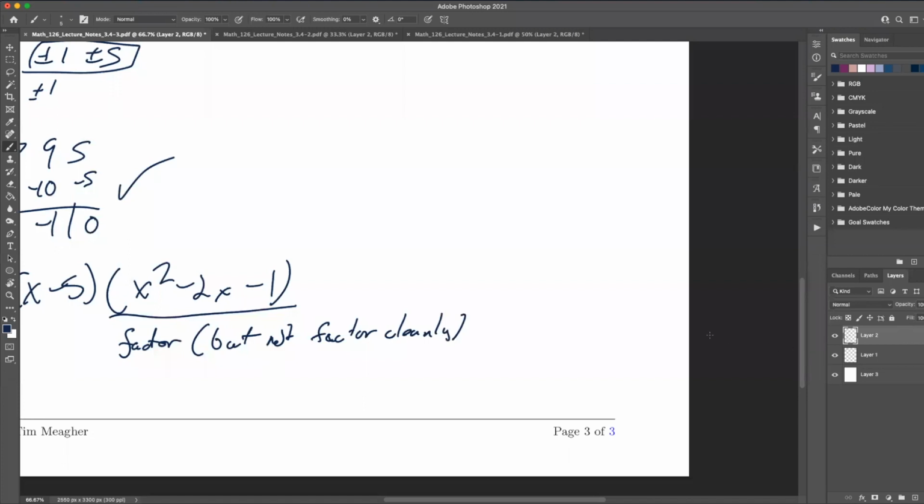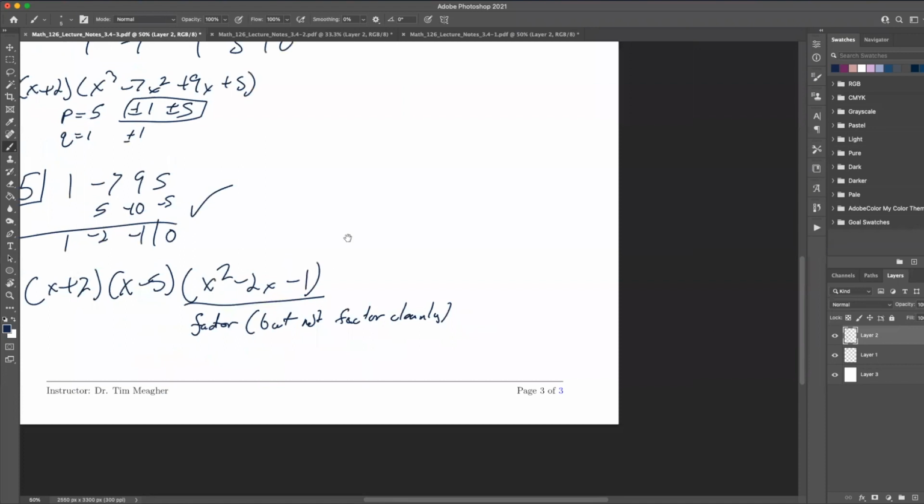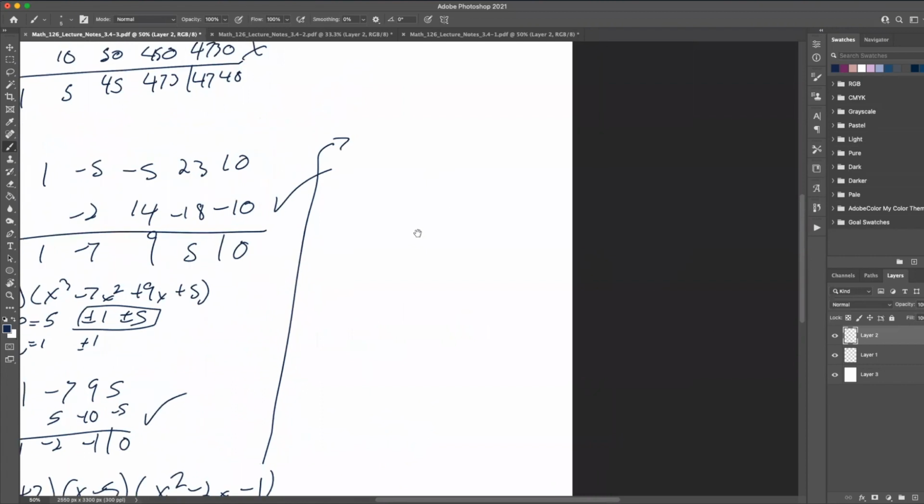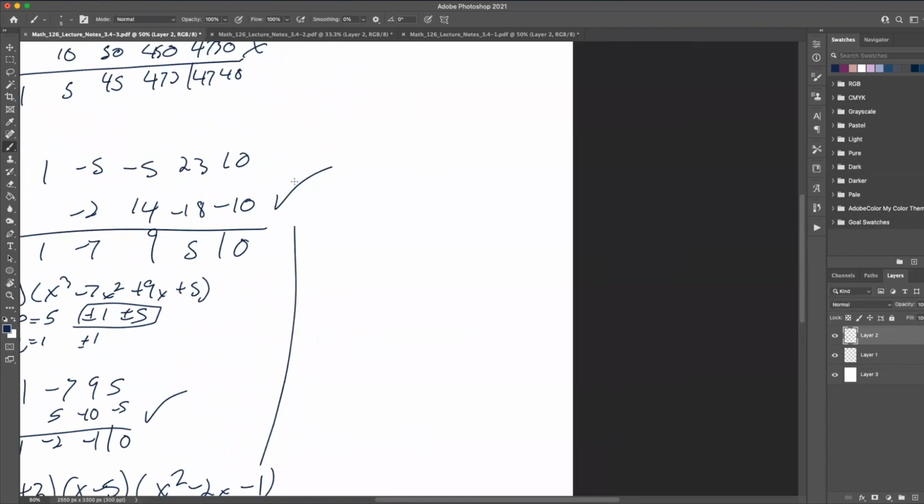The quadratic formula. So here, I'm going to move this up here. Let me give myself a little bit more room. So x is equal to negative b plus or minus the square root of negative 2 squared minus 4, where a is 1, c is negative 1, all over 2a, which is 2. I simplify that out.